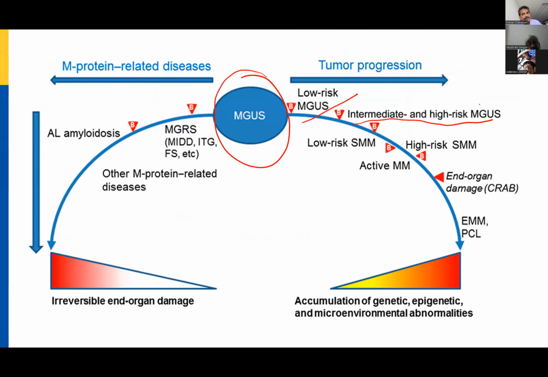High risk, there are several scoring systems. Due to lack of time, I will not discuss all that. Then low risk smoldering myeloma, high risk smoldering myeloma. There are now indications to treat them. And then, we have made SLiM CRAB so that high risk smoldering myeloma come into active myeloma.